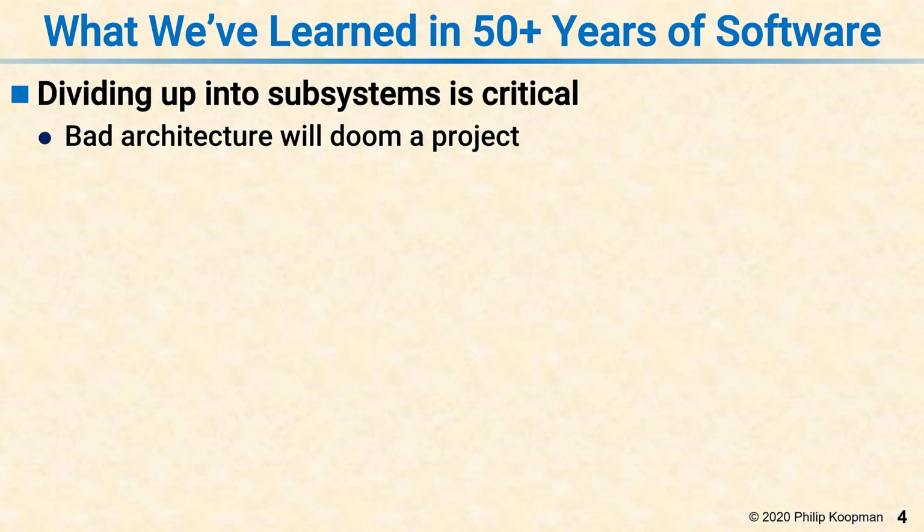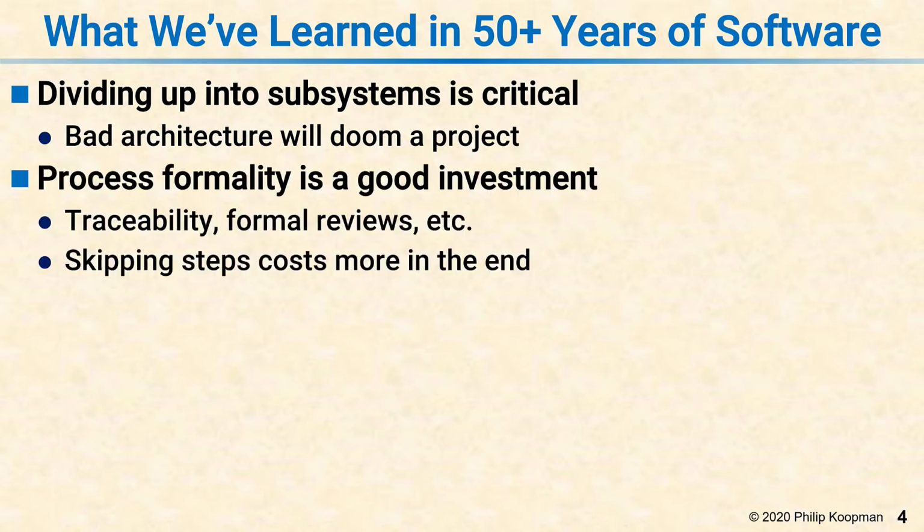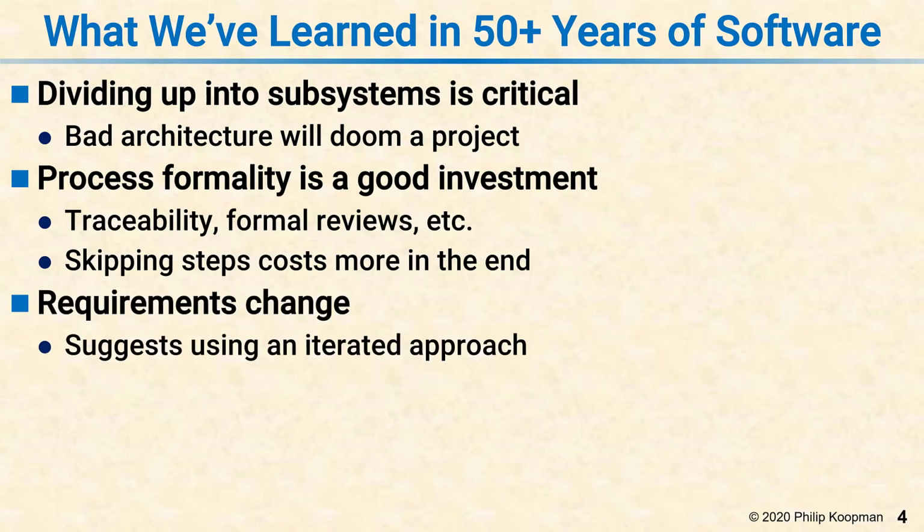Another important lesson is that process formality is a good investment. It's awfully tempting to dive in and just write some code and skip all the traceability and the process steps and the formal reviews. Skipping steps costs more in the end. Emphasizing the importance of the upper left side of the waterfall, basically the beginning of things, requirements are important to get right, and unfortunately, requirements change.